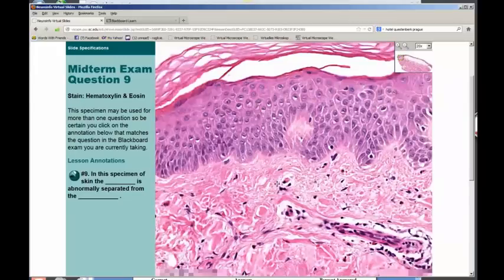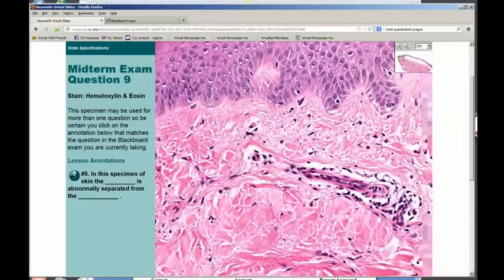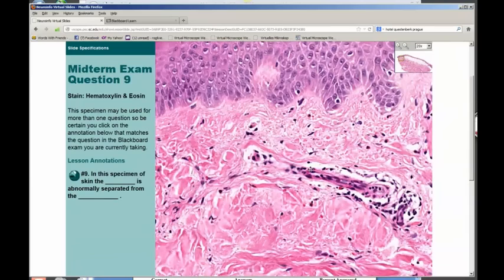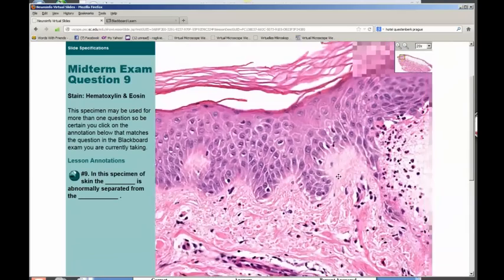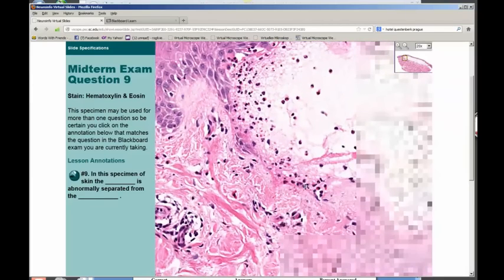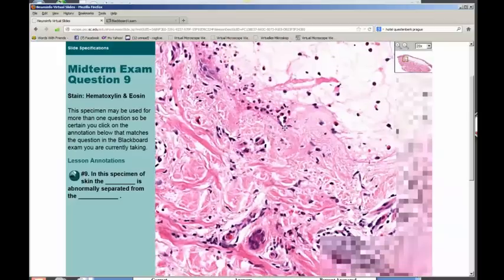So this is epidermis, and this is the first layer of the dermis, which is the papillary layer, and the collagen fibers are rather thin. It's rather loose connective tissue, and then here's the dense, irregular connective tissue of the reticular layer of the dermis. So if we move over here, we see the separation is now occurring between the epidermis and the dermis.